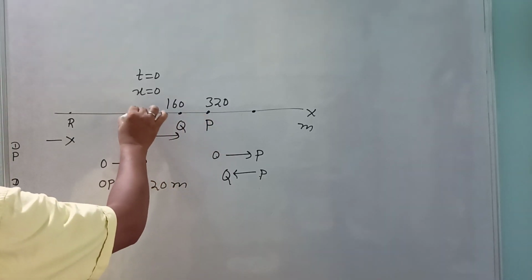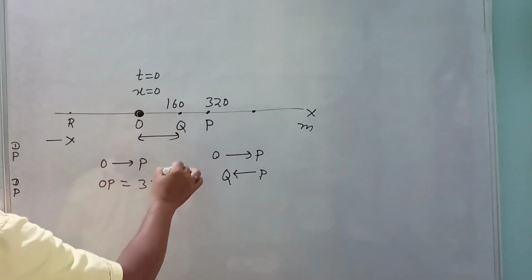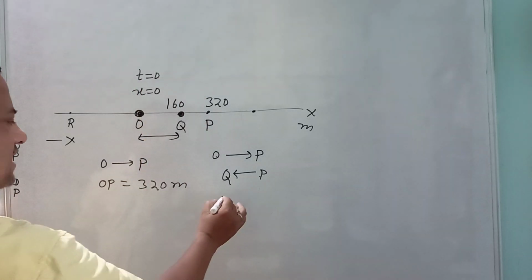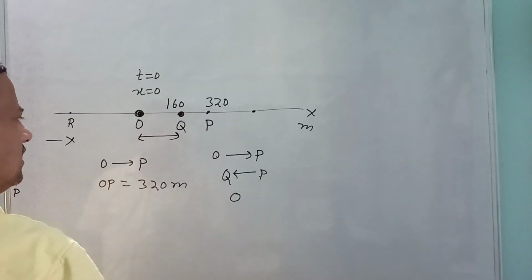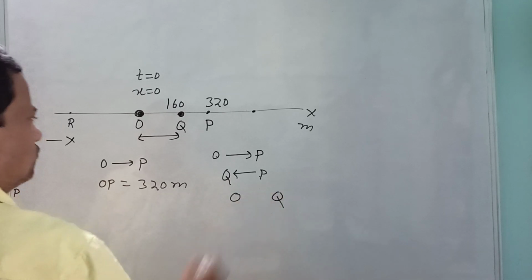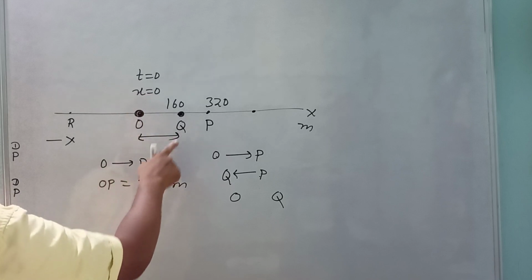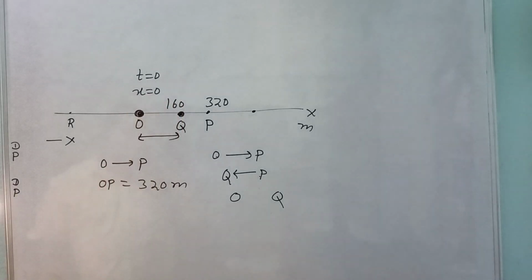That means this is the initial position, this is the final position. So initial point is O, final point is Q. So coordinate of O is 0, coordinate of Q is 160. So how to find out this shortest path?